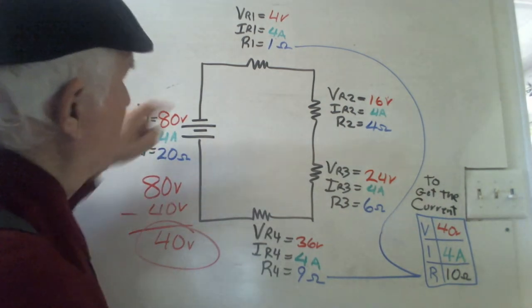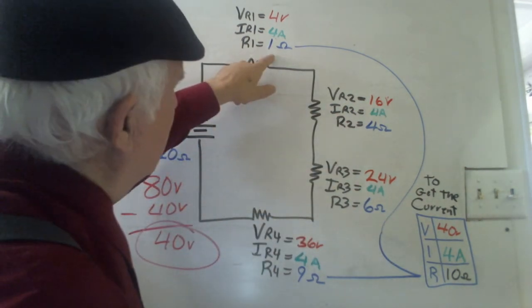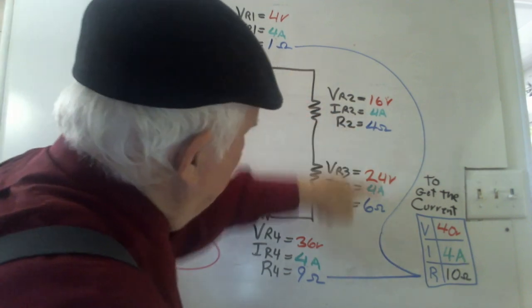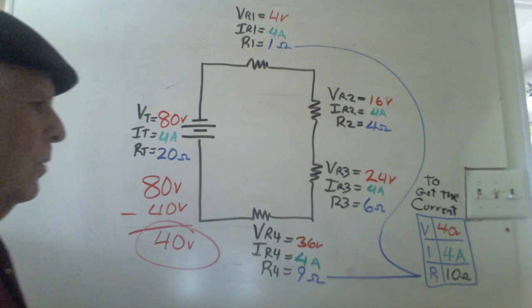That works out. The current is constant. That works out. And 20. 1 plus 4 is 5, plus 6 is 11, plus 9 is 20. Okay, all worked out here.